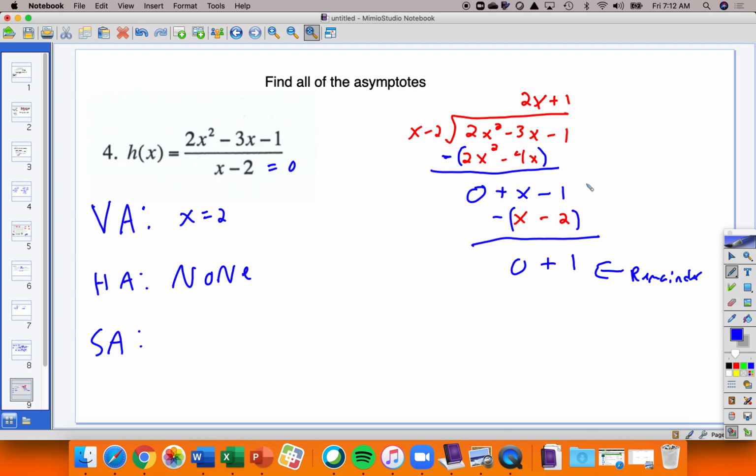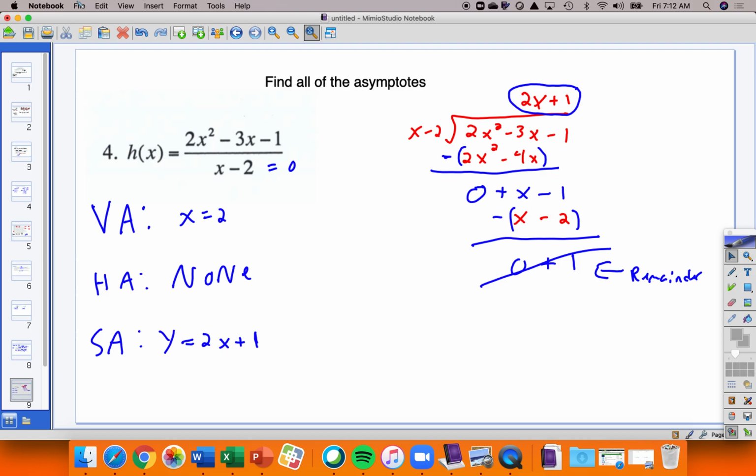And when we're doing slant asymptotes, the remainder is not important. All we care about is this part right here. This is our slant asymptote. It is the function y equals 2x plus 1. And these are my two asymptotes.